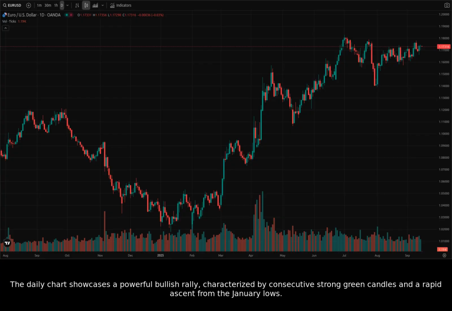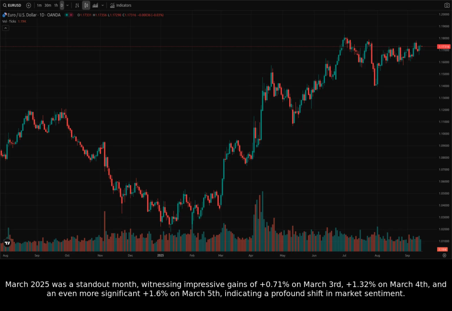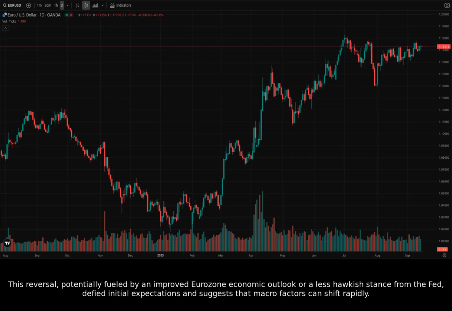outlook. The daily chart showcases a powerful bullish rally, characterized by consecutive strong green candles and a rapid ascent from the January lows. March 2025 was a standout month, witnessing impressive gains of plus 0.71% on March 3rd, plus 1.32% on March 4th, and an even more significant plus 1.6% on March 5th, indicating a profound shift in market sentiment. This reversal, potentially fueled by an improved Eurozone economic outlook or a less hawkish stance from the Fed, defied initial expectations and suggests that macro factors can shift rapidly.